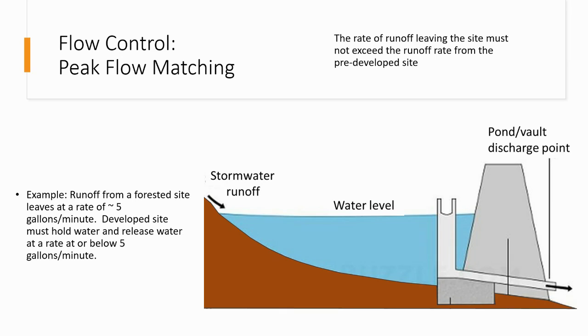After the site is developed, the maximum runoff rate from the site cannot exceed 5 gallons per minute. The extra stormwater generated must be kept on site and wait to be released at that 5 gallon per minute rate.